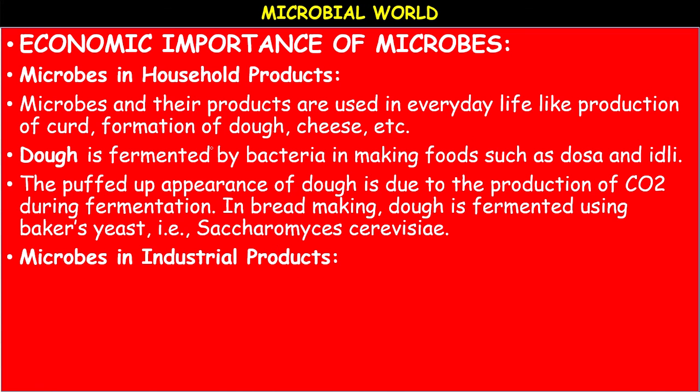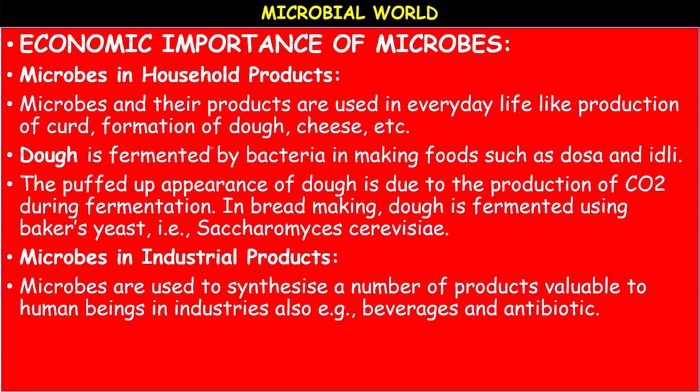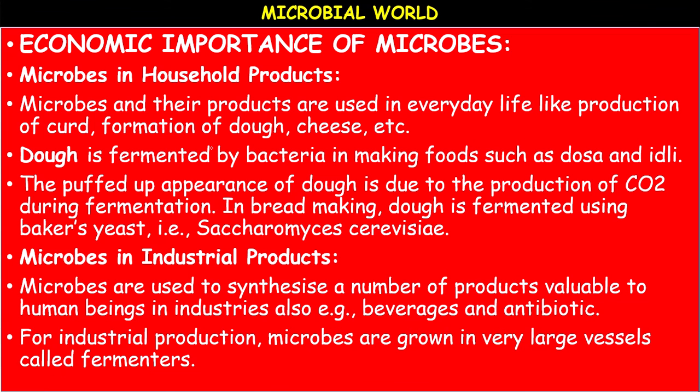Okay. And the microbes in industrial products: many microbes are used to synthesize a number of products valuable to human beings in industries also. For example, beverages and antibiotics. Beverages means beer and other products. A variety of antibiotics are produced from these microbes. For industrial production, microbes are grown in very large vessels called fermenters.